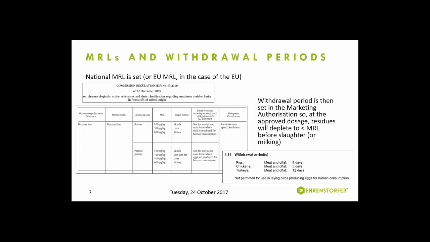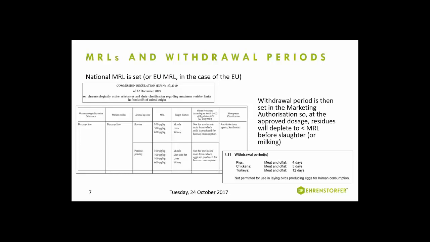Then, going back to the licensing application, the regulatory authority specifies a withdrawal period. So in this case, for chickens, you must stop administering this product at least 5 days before slaughter, and this is part of the licensing conditions. This should ensure that residues in the meat have fallen to below the MRL.